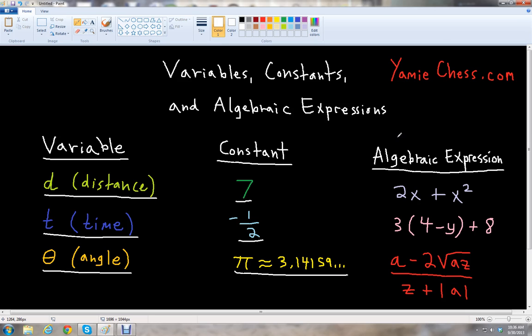And then the last thing we want to talk about is an algebraic expression. So an algebraic expression is a type of expression in algebra that involves both the variables and the constants. So for example, you may have an algebraic expression. This is read as 2x plus x squared. Another expression you might have that's an algebraic expression is 3 times the quantity 4 minus y, and then plus 8.